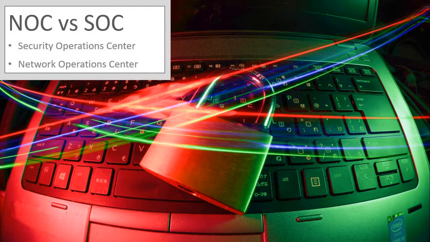NOC versus SOC. Network Operation Centers, NOC for short, main focus is to ensure the availability and performance of systems by monitoring the network infrastructure, whilst the Security Operations Center, SOC for short, has its main focus to protect all systems, including applications, infrastructure, and networks within the organization.